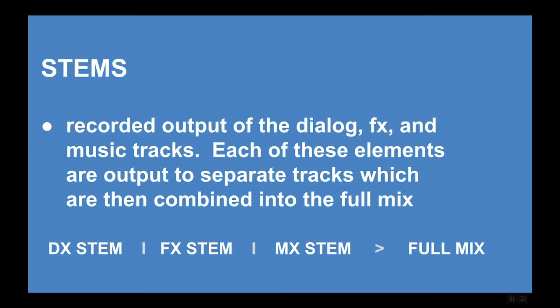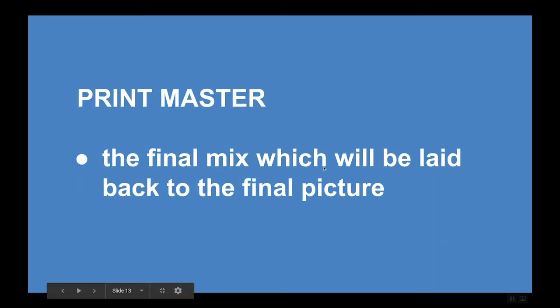During the re-recording process, usually you'll mix using stems. What stems are the recorded output of the dialogue tracks, effects tracks, and music tracks. So each of these, dialogue, music, and effects, become their own tracks. So the dialogue stem is going to have all the dialogue, the effects stem will include all the effects, and the music stem will include all the music. Then these are combined to make the full mix. And this full mix is how we arrive at the print master. The print master is the final mix that's going to be laid back to the final picture.